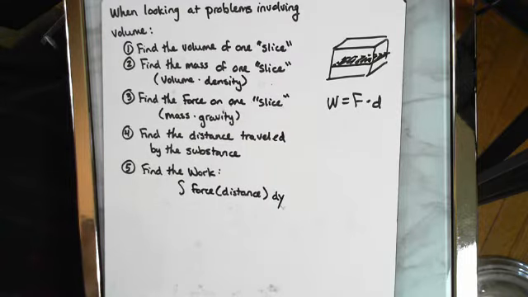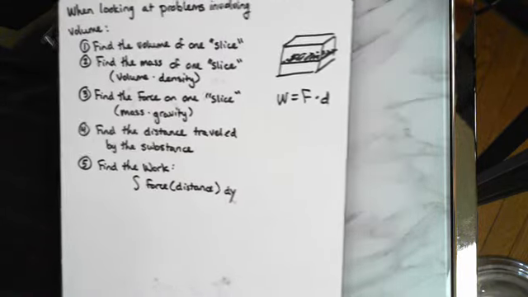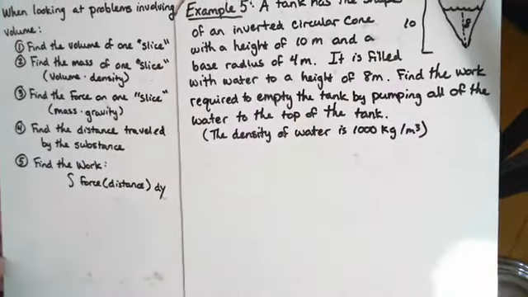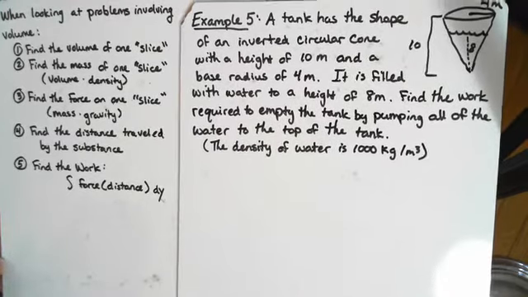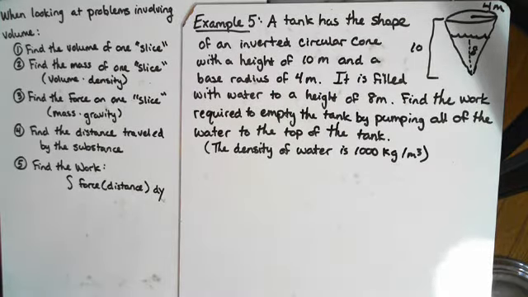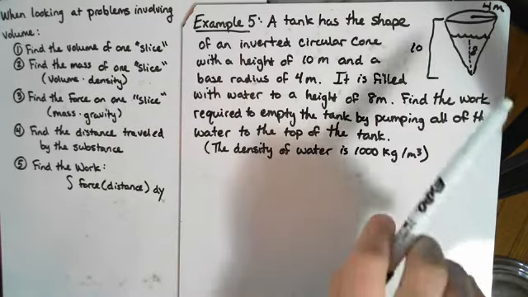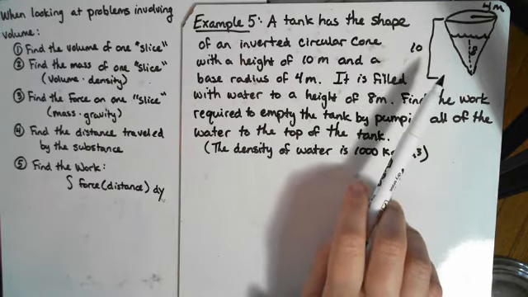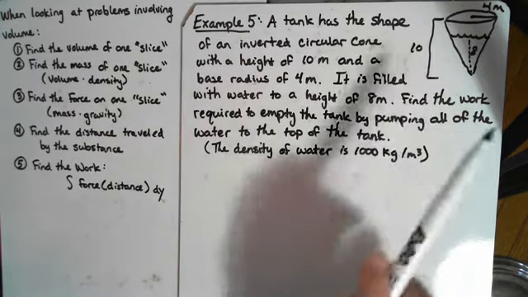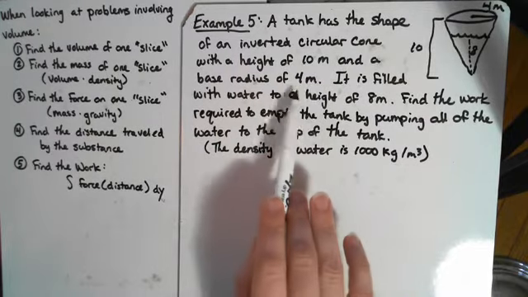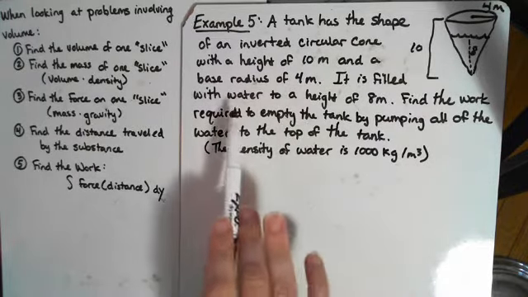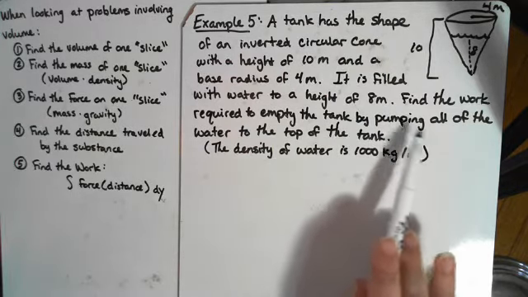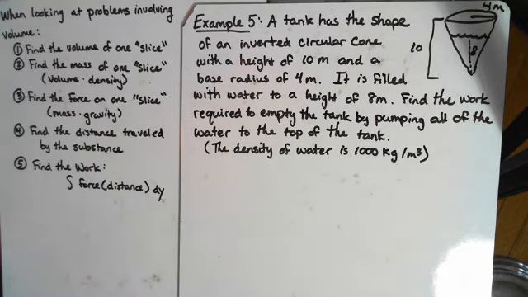So let's take a look at an example and see if I can make this a little more clear. Okay, so there are my steps. I'm going to try and keep them up here along with the question that we're being asked. Example 5 says a tank has the shape of an inverted circular cone. And you've noticed I've tried to sketch, as best as my limited drawing abilities can, our circular cone. It has a height of 10 meters and a base radius of 4 meters. It is filled with water to a height of 8 meters. Find the work required to empty the tank by pumping all of the water to the top of the tank.